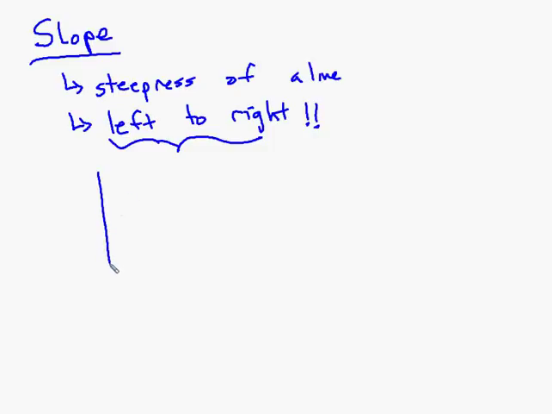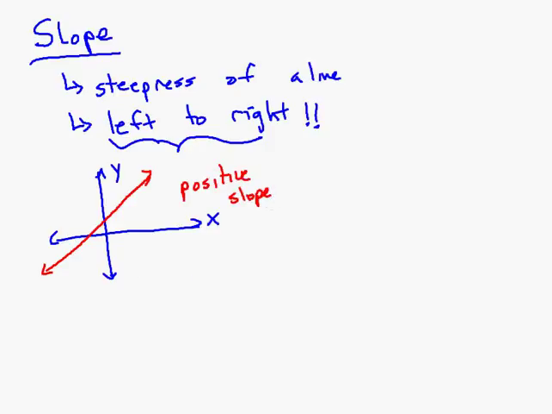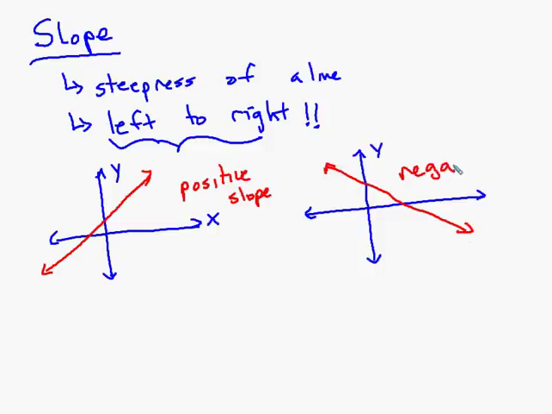So as I read left to right, and I look at the slope of this line that I'm sketching right here, so here's my x and y axis. And as I sketch this line, we see that that's going up as I read left to right. So this is a positive slope. And then as I read left to right in the next one, going down. So that's a negative slope.